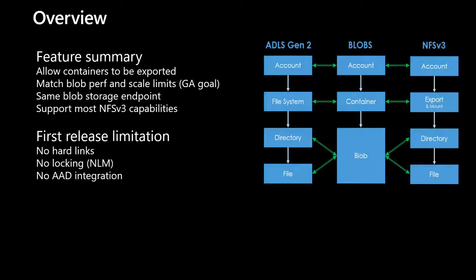And we also are going to support the same endpoint. That's interesting for anybody that currently has a network topology that's locked down, and they're allowing specific access and disallowing other access. The blob endpoint, which you use to get to the blob data, is the exact same endpoint that you'd use to get to the NFS data, which means the network configuration should be simpler and more consistent.